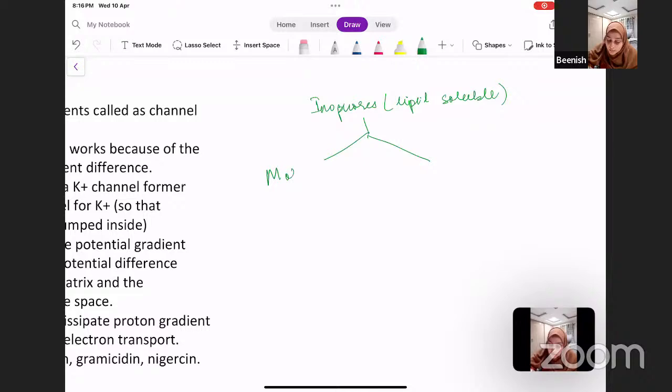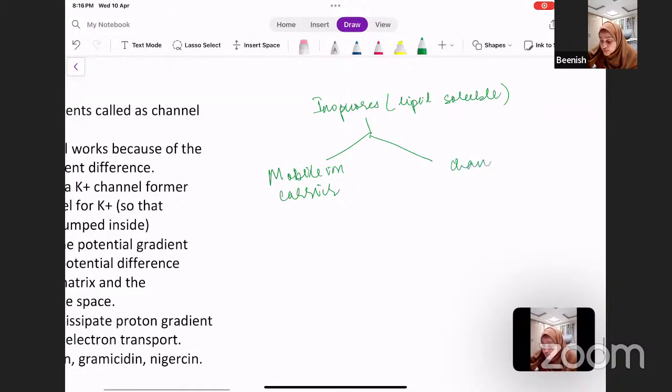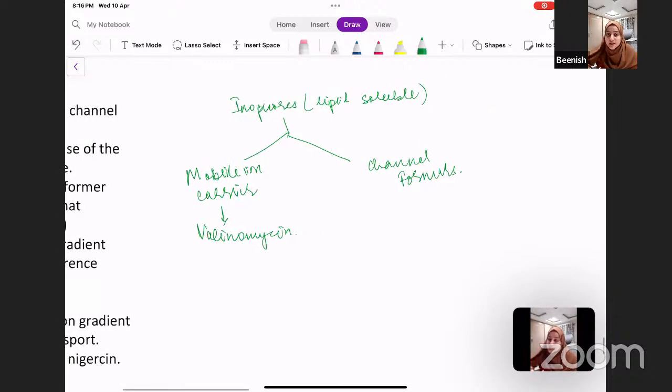They can either be mobile ion carriers or they can be channel formers. Now, an example of mobile ion carriers is valinomycin. Your valinomycin increases the permeability for potassium. So it allows potassium to permeate the mitochondria and thus it dissipates the potential gradient, because the positive charge is able to enter the matrix not via complex 5, but because of this ionophore, which is increasing the permeability of the membrane for potassium. Valinomycin will allow potassium to enter into the mitochondria, thus dissipating the potential gradient.